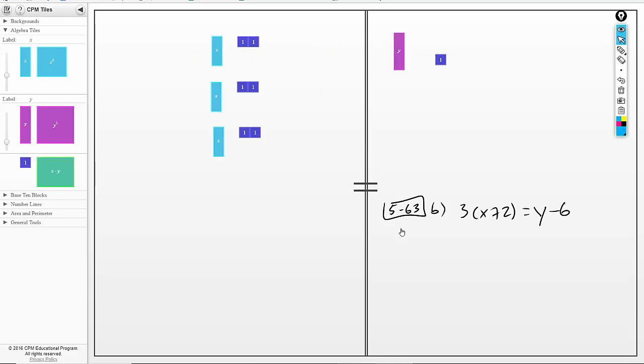So 1, 2, 3, 4, 5, 6. And each of these are negatives. Okay, so now we have 3 groups of x plus 2 on the left side and y minus 6 on the right side. And we're supposed to solve for x. So basically we need to isolate the x. What we want to do first is we can either just distribute the 3 and then solve for x, or we could divide by 3 first.